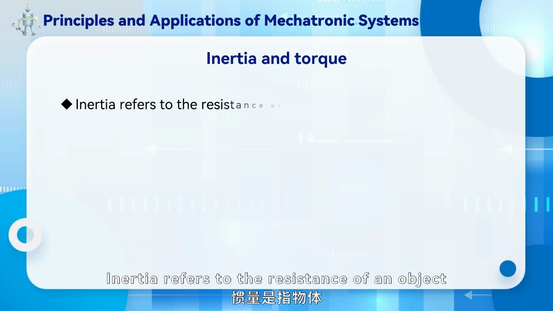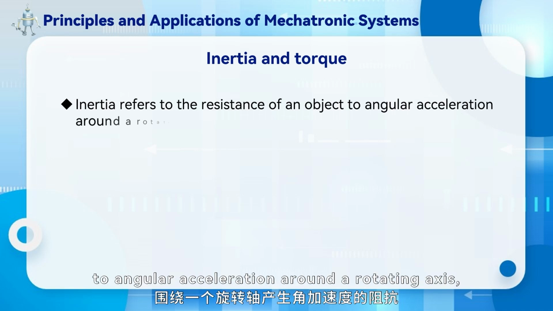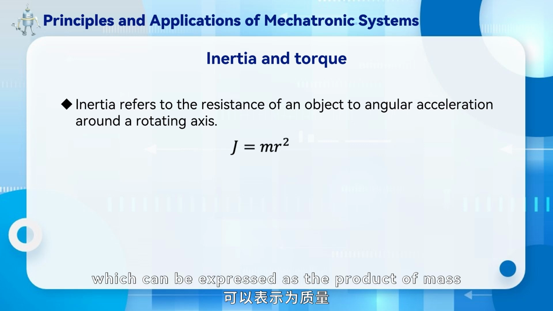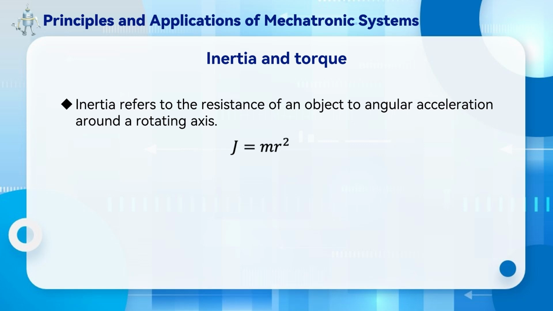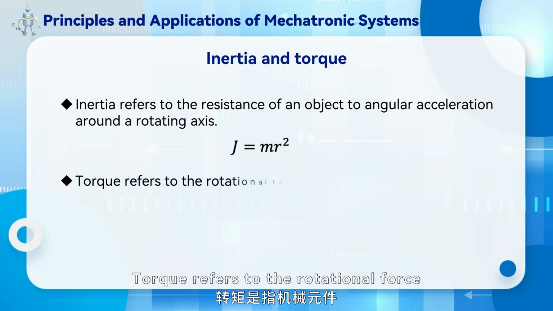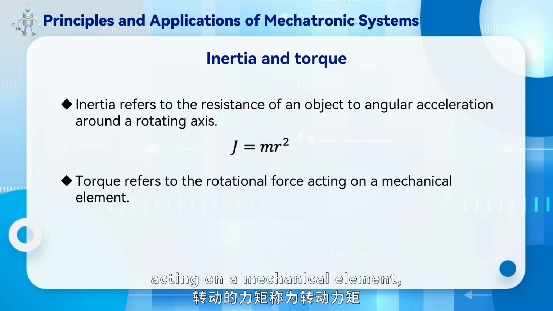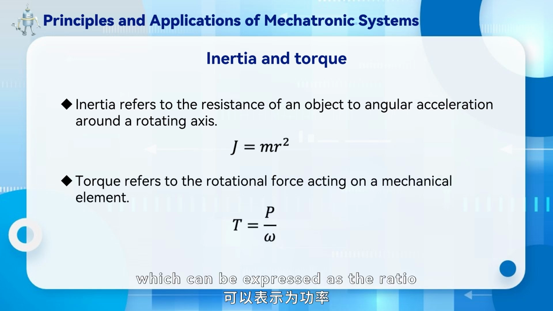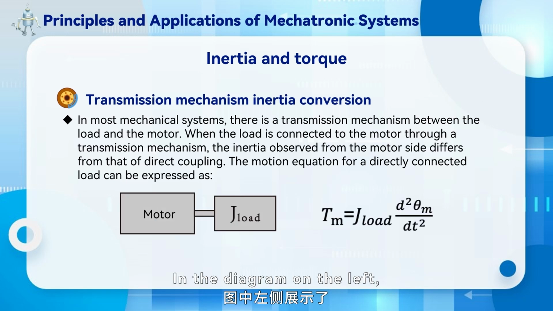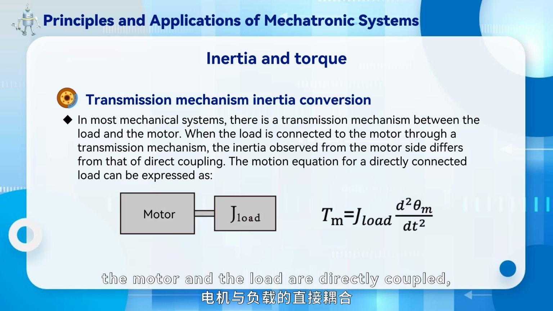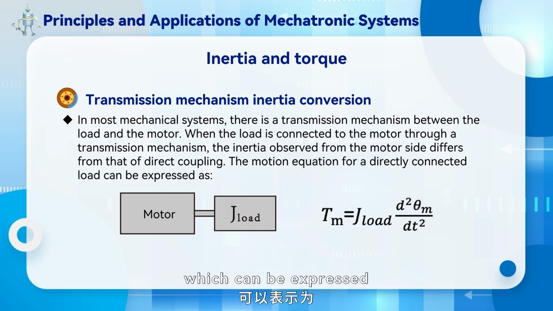Inertia refers to the resistance of an object to angular acceleration around a rotating axis, which can be expressed as the product of mass and the square of the radius. Torque refers to the rotational force acting on a mechanical element, which can be expressed as the ratio of power to angular speed. In the diagram on the left, the motor and the load are directly coupled, which can be expressed as the product of the load inertia and the angular speed.